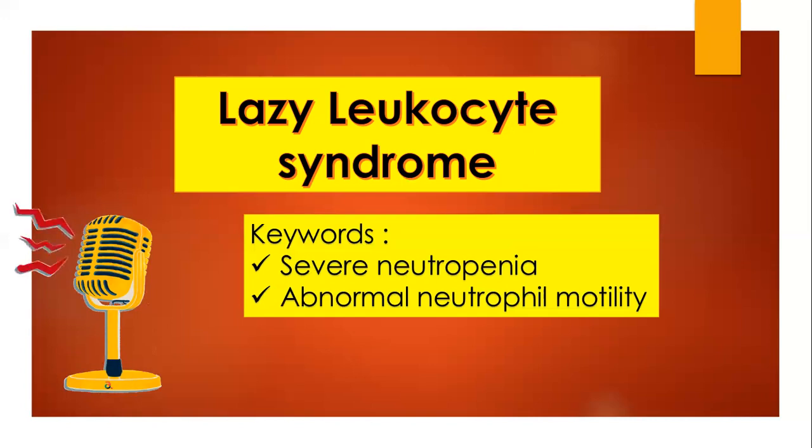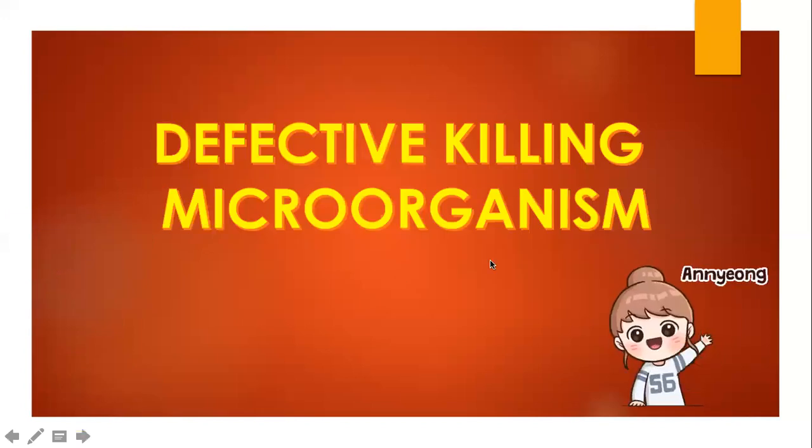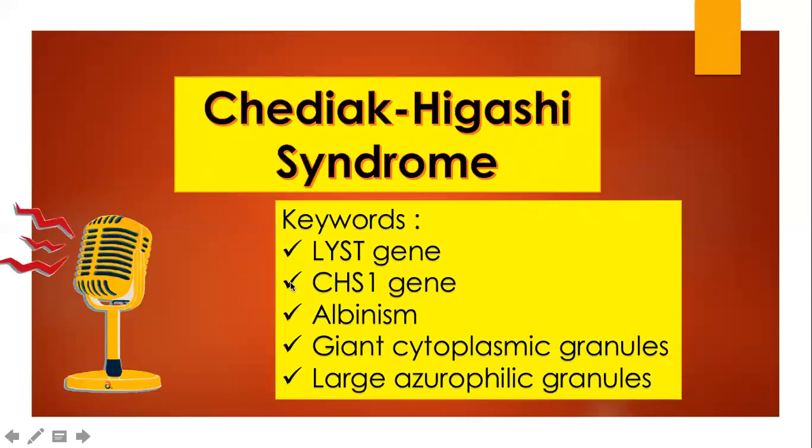So you remember Job syndrome and lazy leukocyte syndrome. Another topic for this podcast is defective killing of microorganisms. There are conditions wherein there is difficulty in killing microorganisms that invade the immune system. A good example is Chediak-Higashi. If you're familiar with Chediak-Higashi, you remember the following keywords: LYST gene, CHS1 gene, albinism, and giant or large azurophilic cytoplasmic granules.